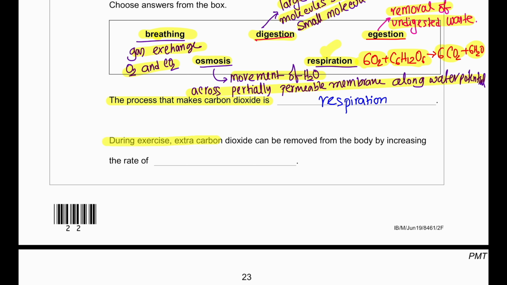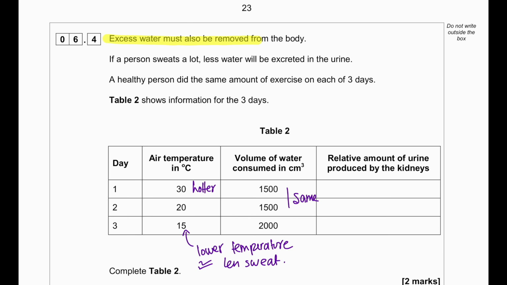During exercise, extra carbon dioxide can be removed from the body by increasing the rate of, because breathing is the exchange of gas, so we can say breathing. Excess water must also be removed from the body. If a person sweats a lot, less water will be excreted in the urine.